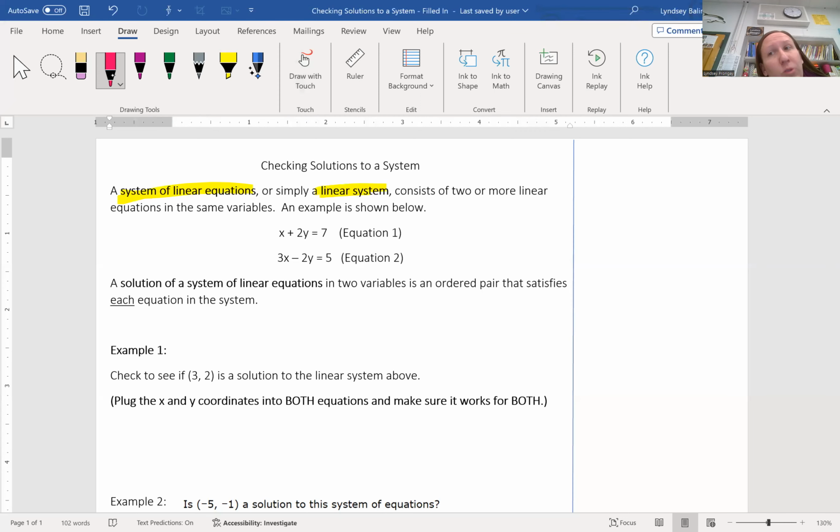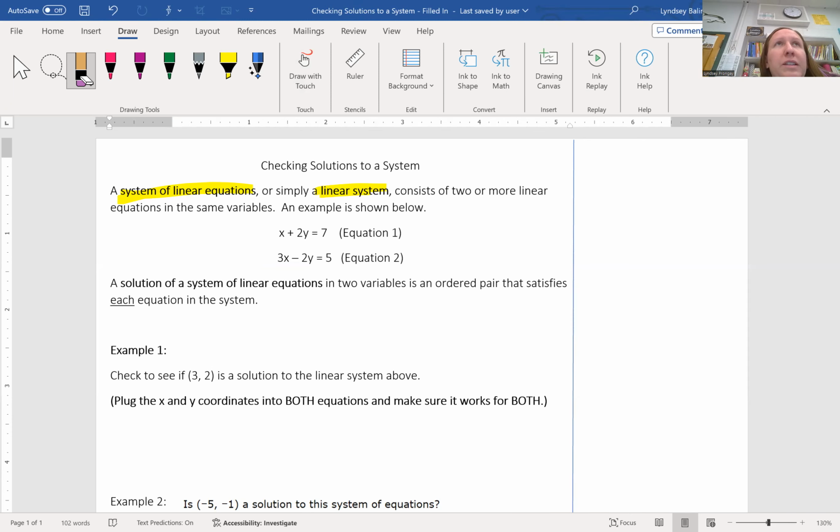We're really just going to focus on two equations, so we're going to have two equations with the same two variables. Most of the time, it's going to be x and y. Sometimes if we're talking about a word problem, maybe we use variables that represent the things that we're missing, but for the most part, it's going to be x and y. As an example, we have x plus 2y equals 7, 3x minus 2y equals 5. Normally, I don't label them as equation 1 and equation 2, but I'm just showing you that this is equation 1, and this is equation 2, two equations, both with x and y. So that is a system.